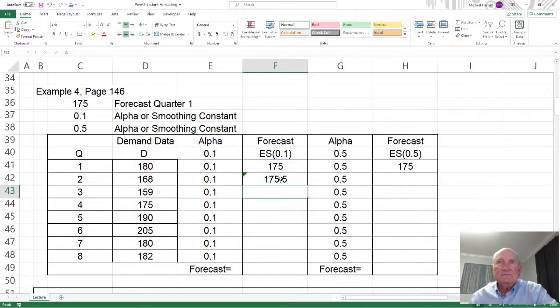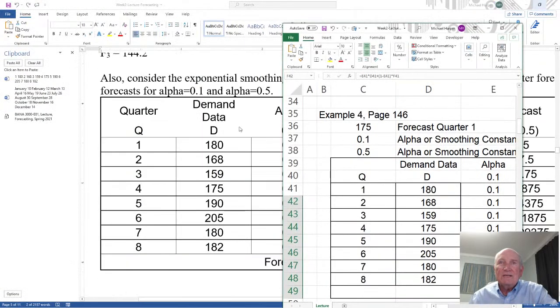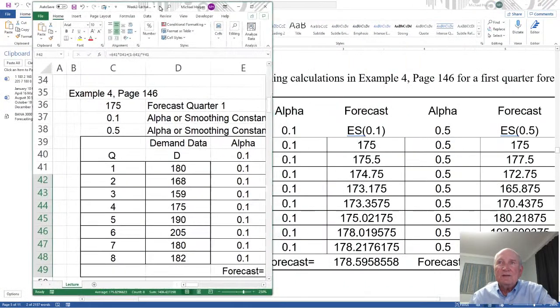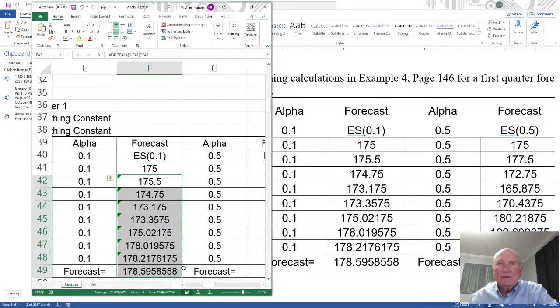And there it is. So now I'm going to click that again, come down to here, and then copy this all the way down to my forecast. And notice when I do that, my forecast down here, let's see, what is it? Let's move this out of the way, was 178. And let's move this over here. Bingo, it's the very same number. So what I'm showing you is what I did in Excel.